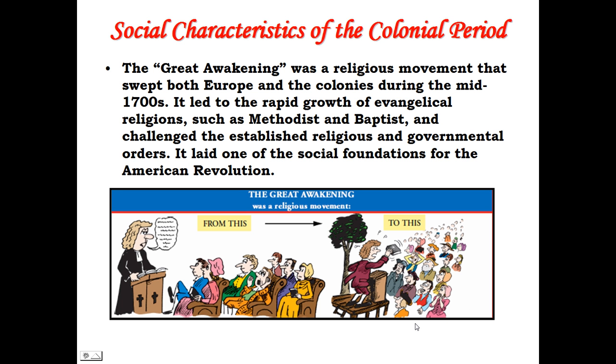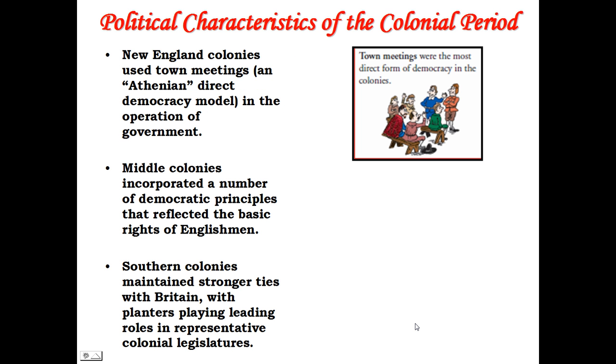Political characteristics of the colonial period. New England colonies used town meetings, an Athenian direct democracy model, in the operation of government. Town meetings are basically where the adult male members of the church attended a town meeting. It was held in the church, and they got to vote on everything, whether they would build a road, whether they would raise taxes, everything.